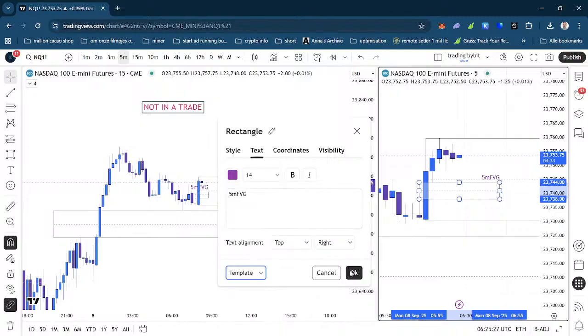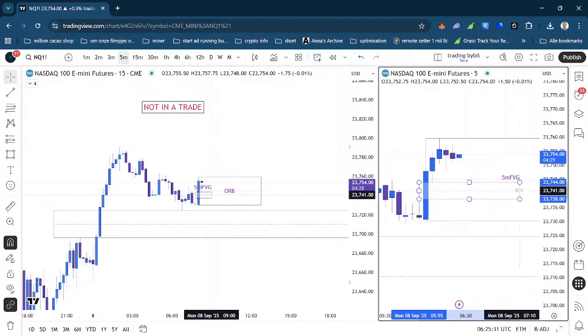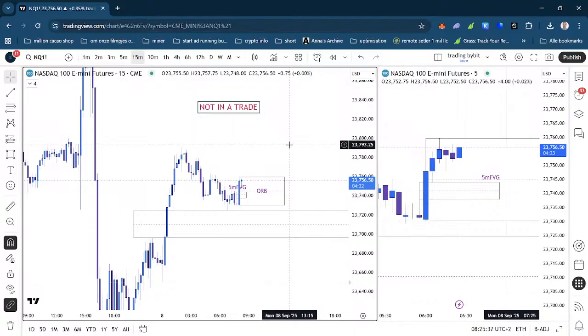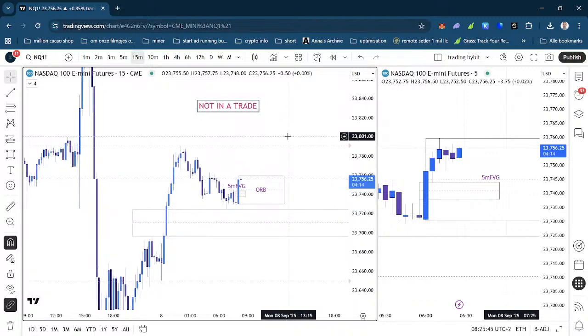So we do have a 5 minute value gap still untapped inside that range. Yeah, probably after the stream I'll upload it and then it will be perfect, I think.